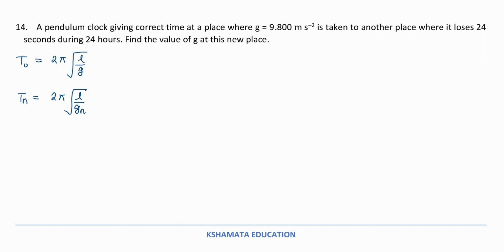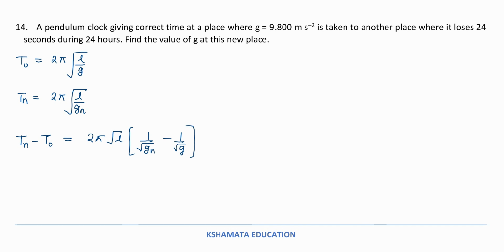And if I calculate the difference between them, it can be written as Tn minus T naught. It is losing 24 seconds during 24 hours. So this can be written as 2 pi root over L times 1 by root Gn minus 1 by root G.